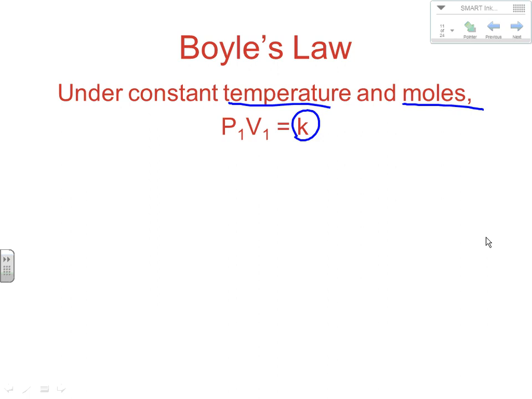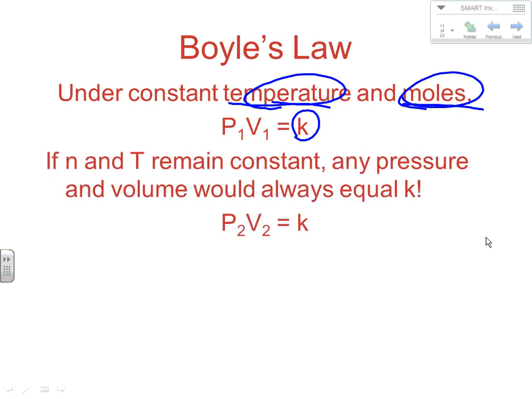So K in and of itself is meaningless because at every different temperature and every different number of moles, you would get a different value for K. So while it is a constant when T and the number of moles aren't changing, it's not really a universal constant. So we don't leave that K in the expression. What we really do is recognize that if N and T remain constant, then we're going to equal the same exact K.